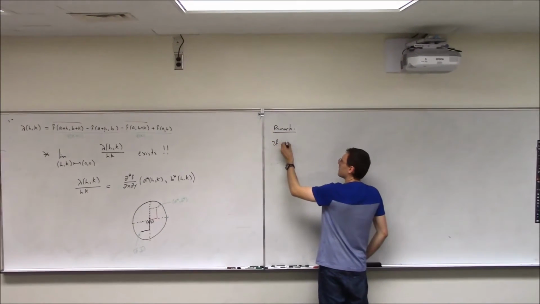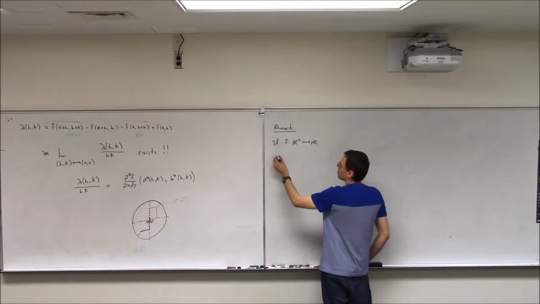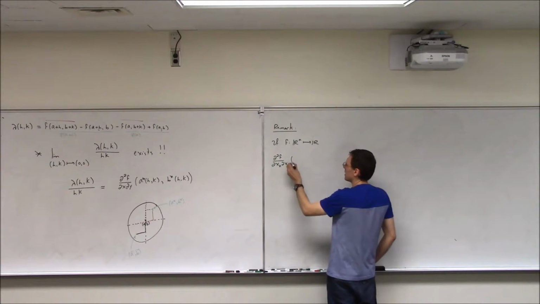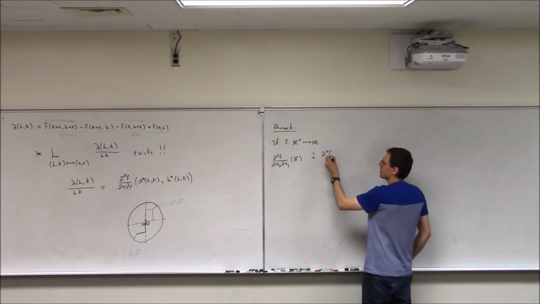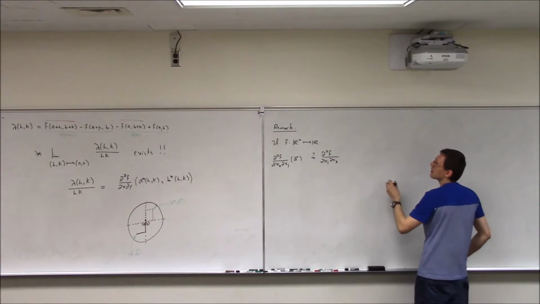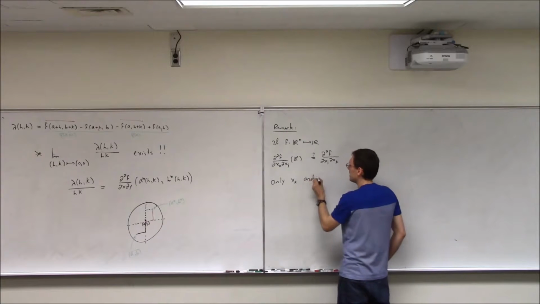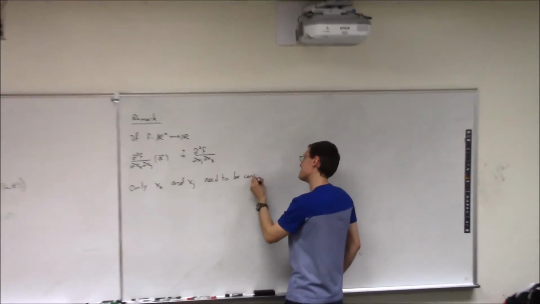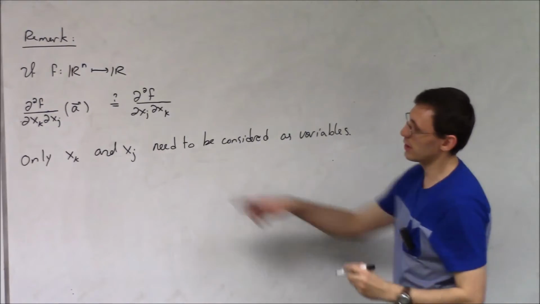So if a function f is from Rn into R, and I want to consider whether d squared f dxk dxj at some point a is the same as d squared f dxj dxk, I'm only using xk and xj, which need to be considered as variables. Right, because look at it, all the others are fixed.